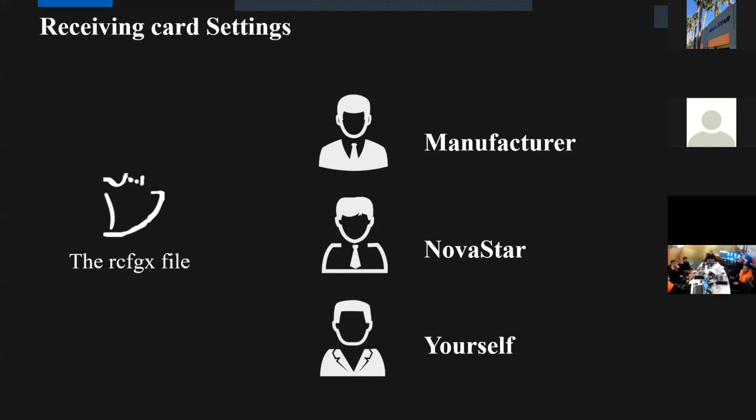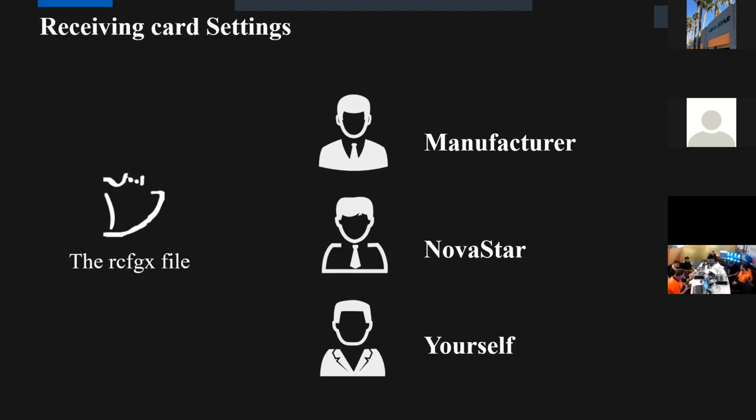Actually, for the first way, if you buy the screen from the manufacturer or the screen factory, you will get the RCFGX files. But if the screen has run for several years and things are missing, you can contact the manufacturer or contact our NovaStar engineer for the configuration, or for more details we can help.